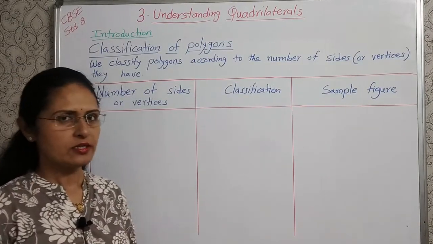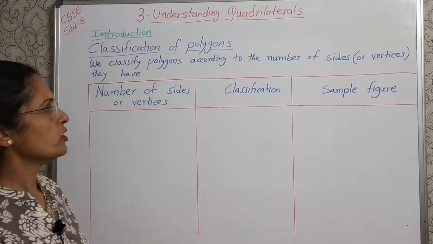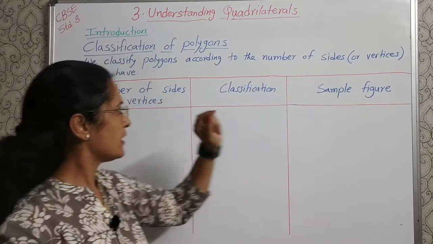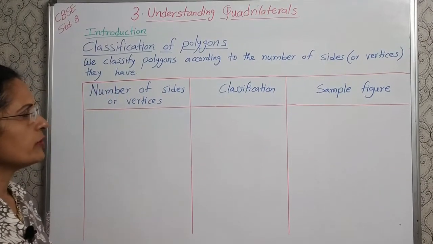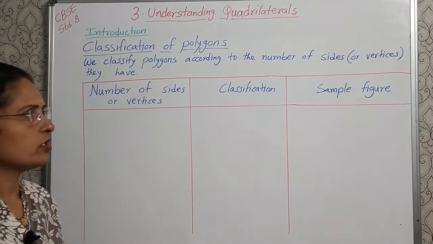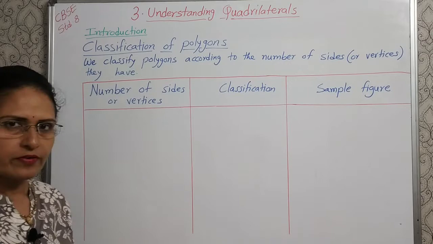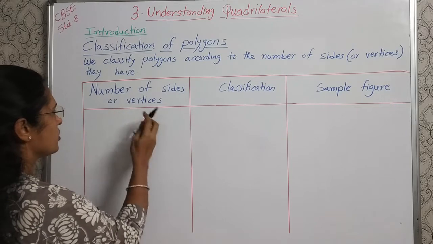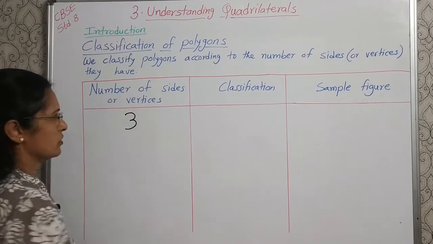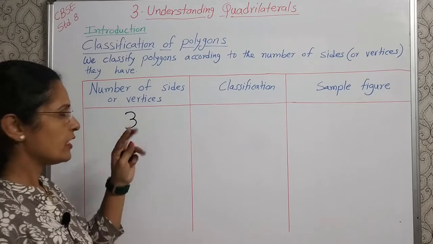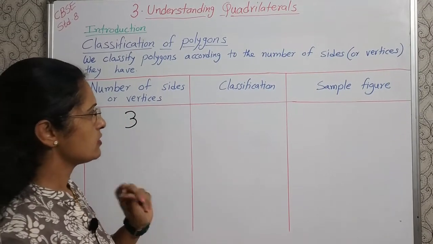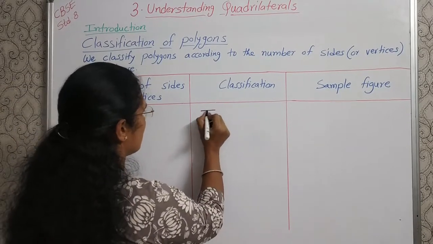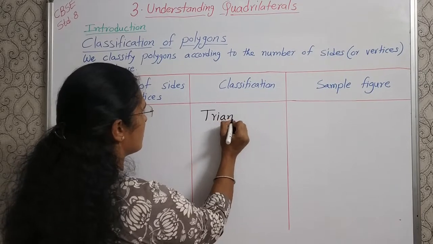Now let us study classification of polygons. We classify polygons according to the number of sides or vertices they have. So how many sides or how many vertices the polygon has, accordingly we will name the polygon. Now see, if the number of sides or number of vertices are 3, then we call that polygon a triangle.